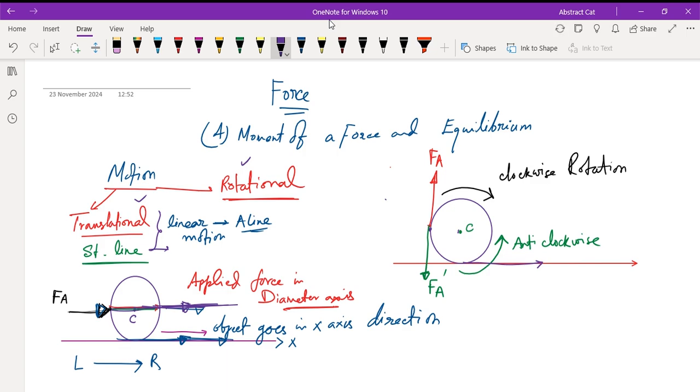Here the rotation is clockwise or anti-clockwise depending on the direction of the force. If the force is in the upward direction, applied tangentially, then the rotation follows that direction.